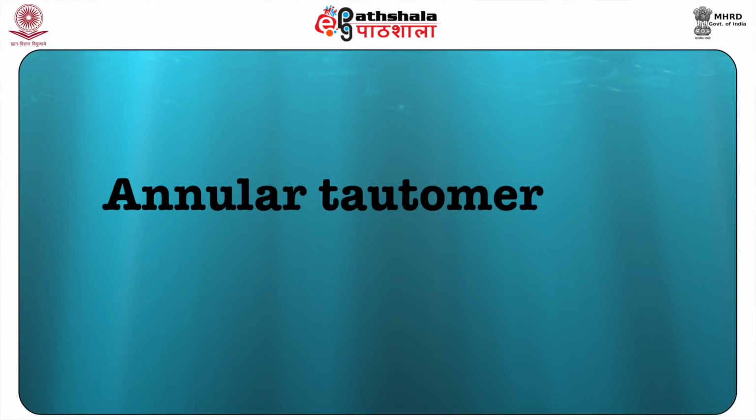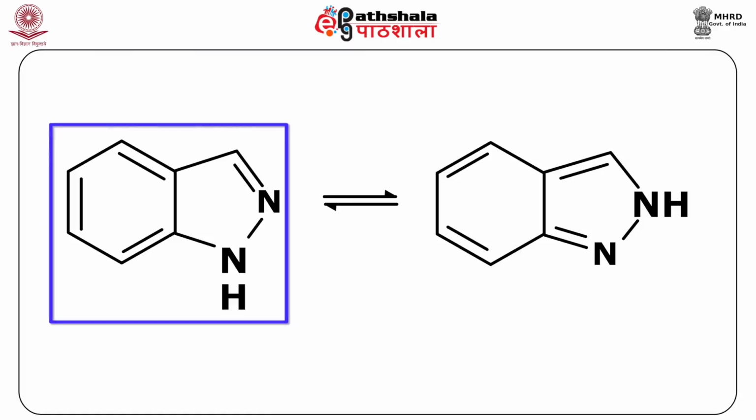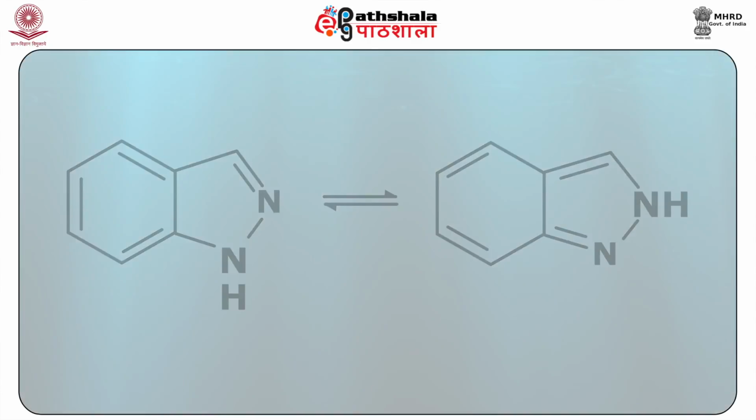Then we have annular tautomerism. This is a special case of prototropic tautomerism where a hydrogen atom can occupy two or more possible locations in a heterocyclic system. For example, indazole, which can have 1H and 2H tautomers. So you can notice this is the 1H tautomer, where this particular nitrogen is joined to the hydrogen, and in the 2H tautomer it is the second position nitrogen which is joined to the hydrogen of the indazole.